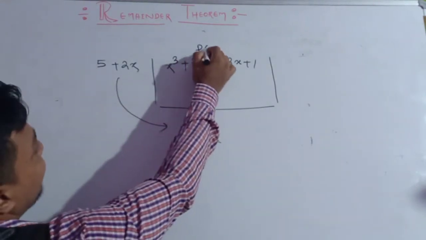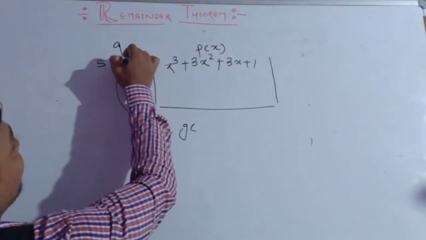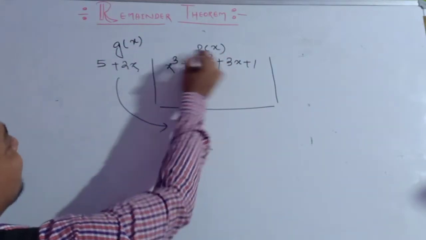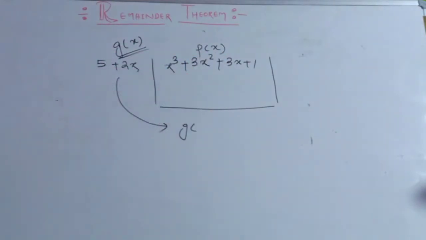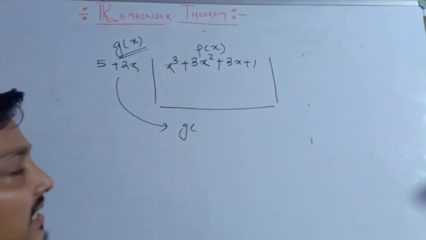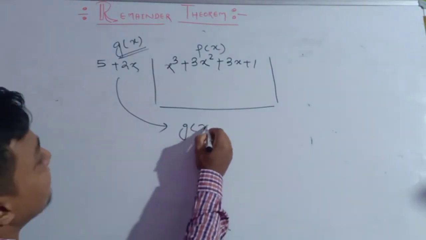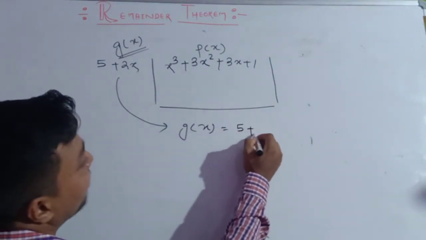This one is our p(x). This one is one polynomial; I am writing it shortcut as p(x). Here is also another polynomial; I am giving it the name g(x). And here g(x) is equal to 5 plus 2x.